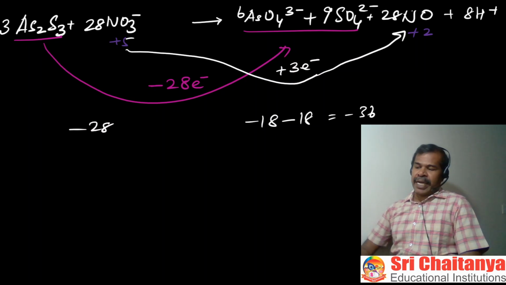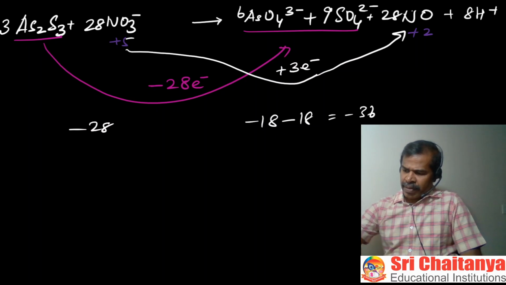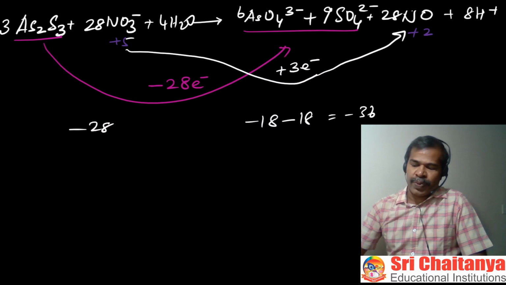8 H plus I can add on the right. So minus 36 plus 8, that will become minus 28. Now 8 hydrogens are there. Here there are no other hydrogens, so I will add simply 4 H2O.